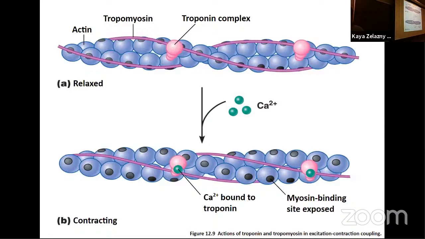So here we can zoom in on the shape that we see here. And here we see the relaxed shape of those covered over binding sites. No calcium on the troponin. Here we see when the calcium is bound in, it's pulled the tropomyosin off of those myosin binding sites, so they're activated.